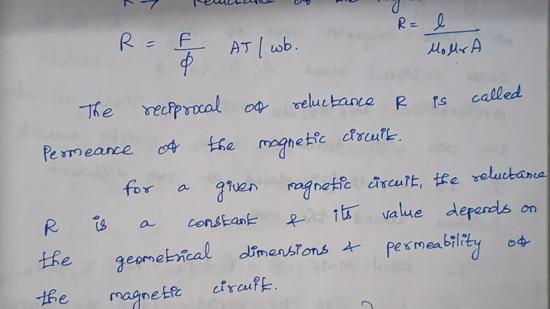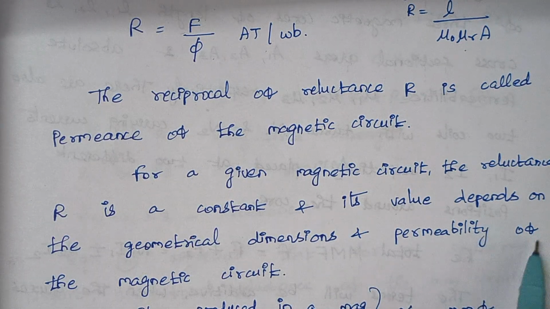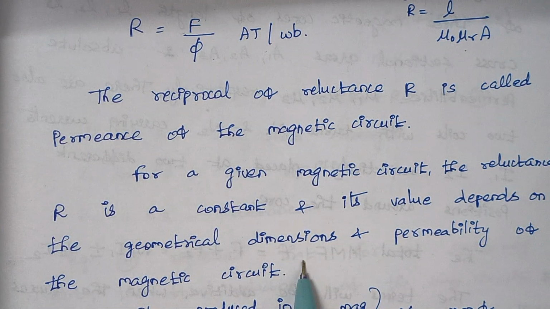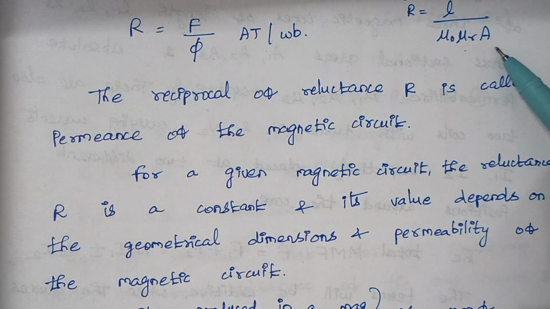So for a given magnetic circuit, the reluctance R is a constant and its value depends on the geometrical dimensions. What do you mean by geometrical dimensions here? Again, the length of the circumference and area of the material, the area of the core and permeability of the magnetic circuit. This is what I just said now.